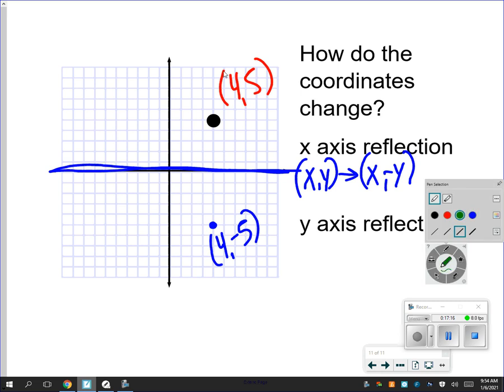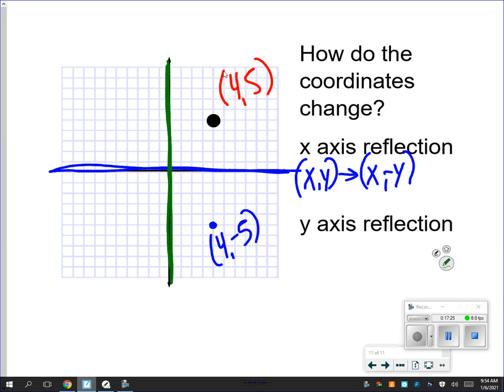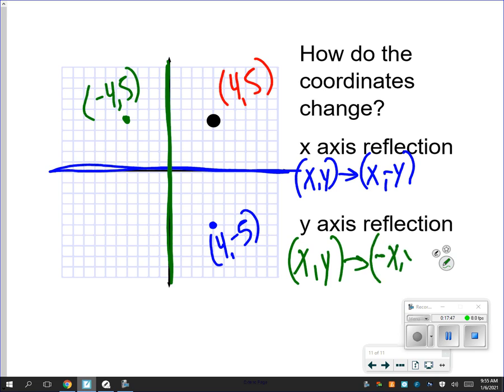Alright, so y-axis reflection, my green line. Alright, count how many away. I'm 4 away on this side. So that means on the other side, 1, 2, 3, 4. And that thing now lives at -4, 5. And you'll notice what coordinate changed. The y. I'm sorry, the x. The x-coordinate changed. So here's my original coordinate. And that became -x, positive y.